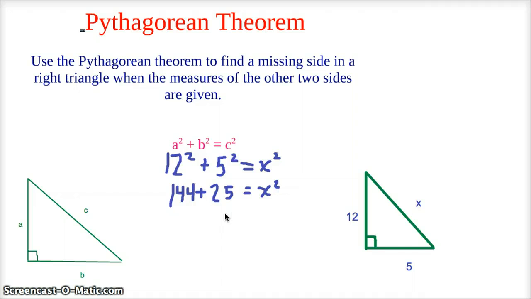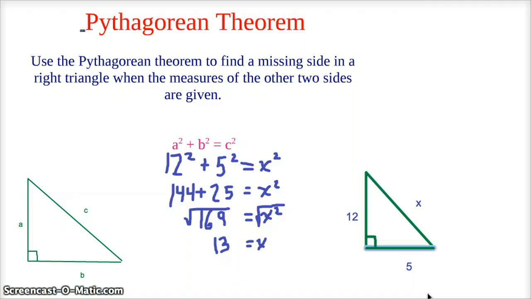So as I continue to simplify, 144 plus 25 gives me 169. So 169 is equal to x squared. My final step in order to eliminate the squared and just be left with an x is to take the square root of each side. So the square root of 169 will be equal to the square root of x squared. The square root of 169 is 13, and the square root of x squared leaves me with x.